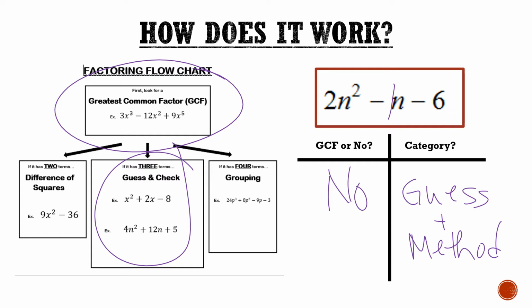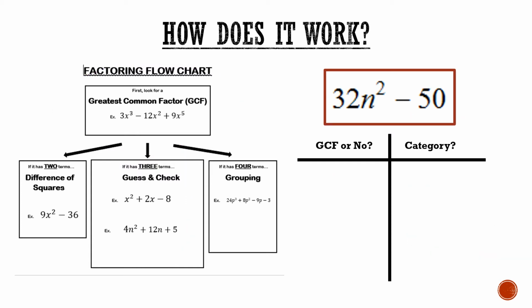Okay, taking a look at another one here, 32n squared minus 50. I see that they don't have n's in common, so looking for that GCF.